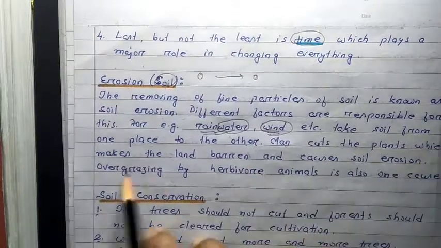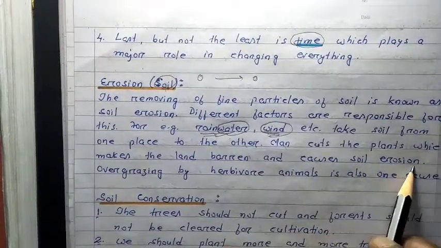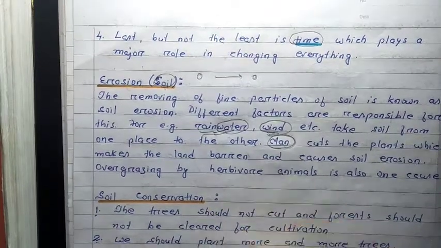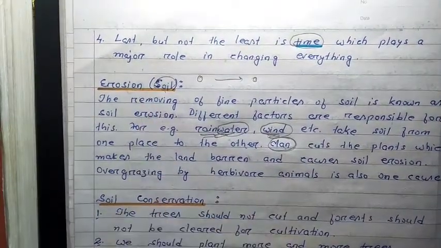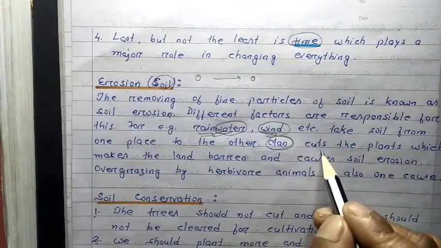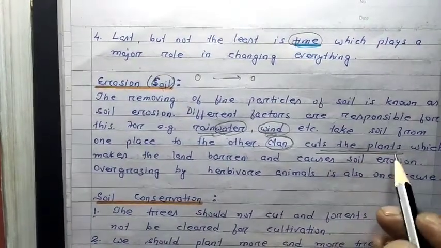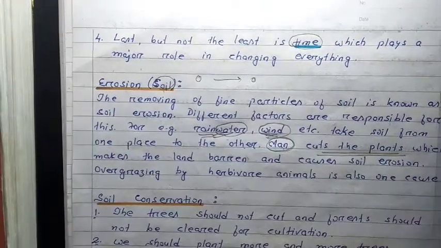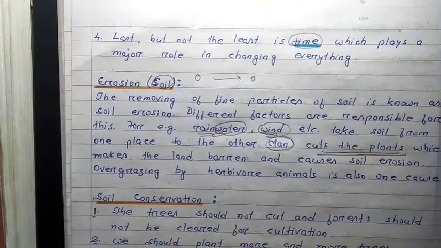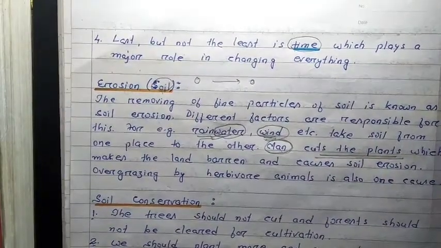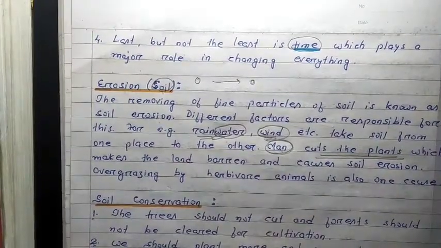Man cuts the plants, which makes the land barren and causes soil erosion. We can say human beings, the best creation of God, we are also responsible for soil erosion. How? Because we cut the plants for different purposes, and the plants hold the soil tightly with their roots. So if we cut down the trees, automatically the soil will be barren and it can be easily carried away by the other factors.